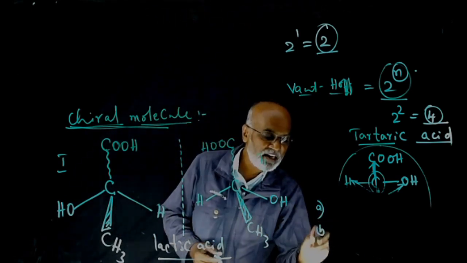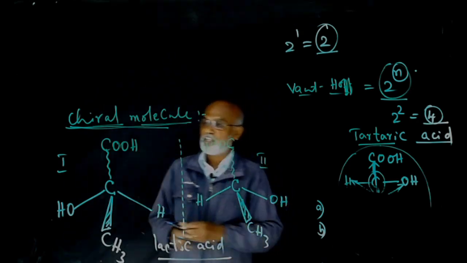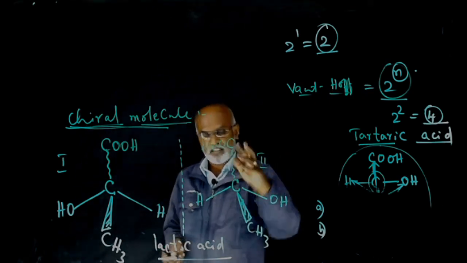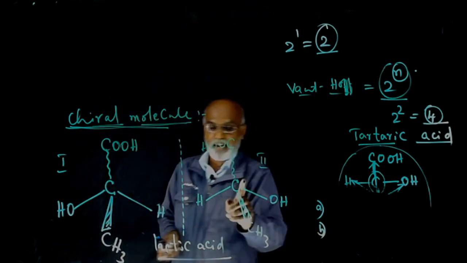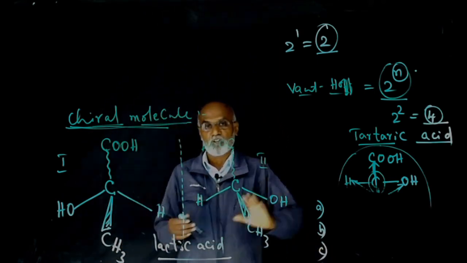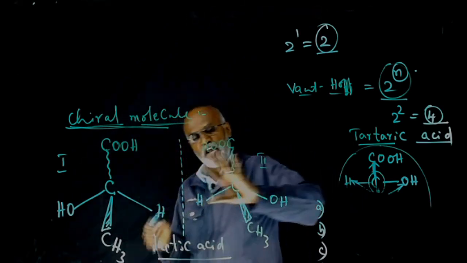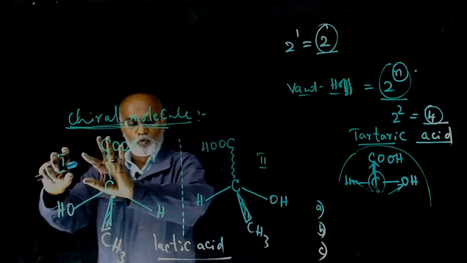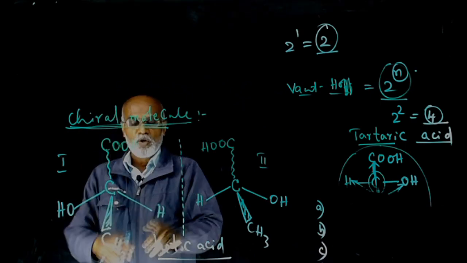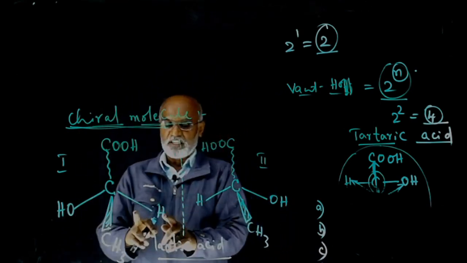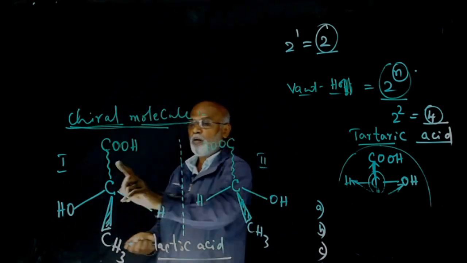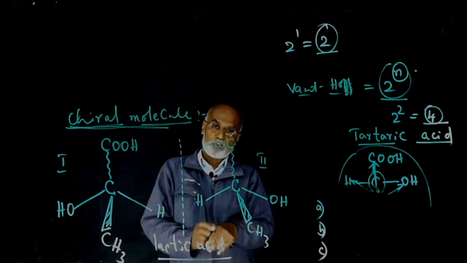The second condition is that they are related with each other as an object and mirror image. Structure 1 is an object, then structure 2 is a mirror image. If structure 2 is an object, then structure 1 is its mirror image. So they are related to each other as an object and mirror image, and they are non-superimposable on one another. If you push the molecule and try to keep structure 2 over structure 1, remember, over the OH, the H will be placed, not OH. Over the H, OH will be placed, not the H. I mean, the similar groups will not sit one over the other. Therefore, such molecules are said to be non-superimposable on one another.